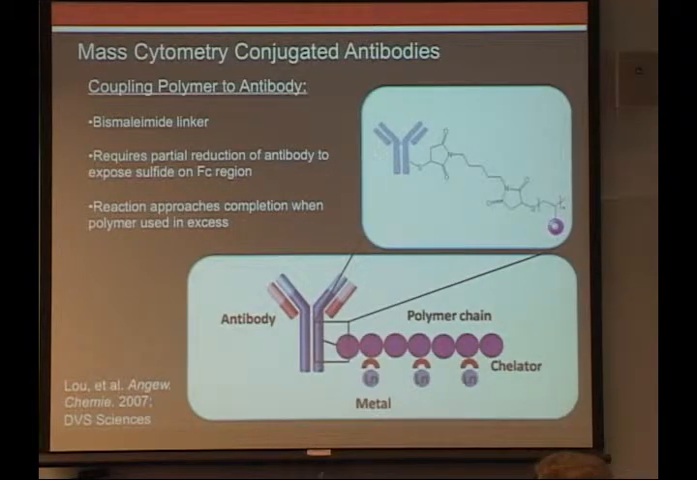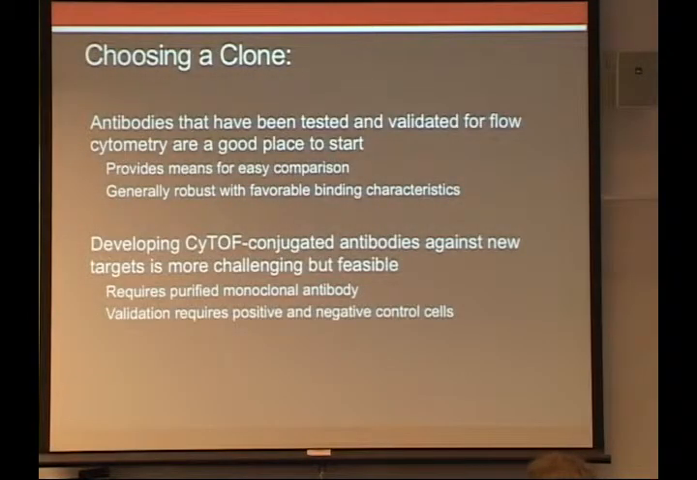And then this links into the polymer chain with the chelating groups that I've just described. And this reaction also approaches completion when we use the polymer in excess. So through these steps, which both give you reasonably high yields, we're able to recover the majority of the antibody that we begin with, which is great considering how pricey they can be. So where do we start?